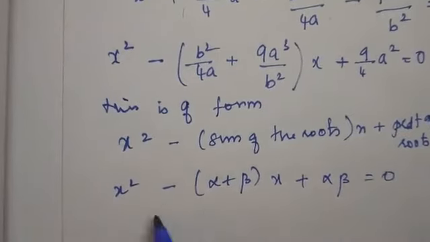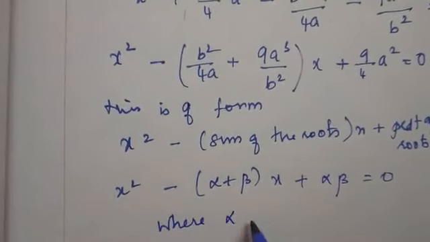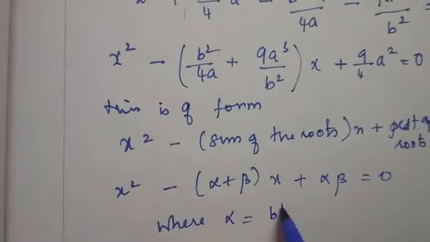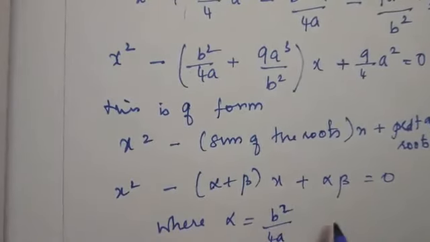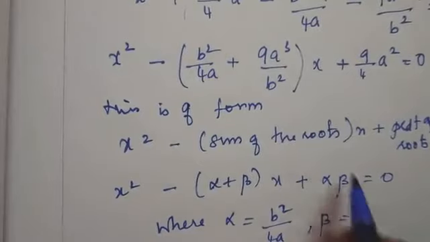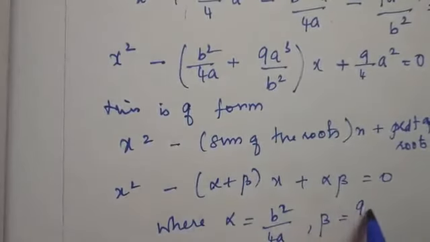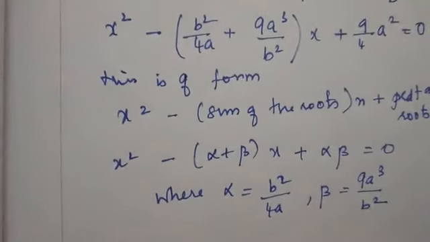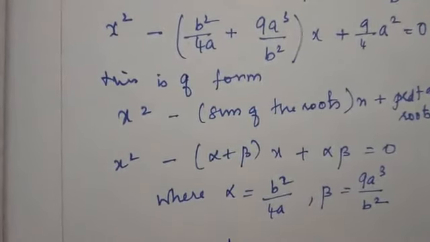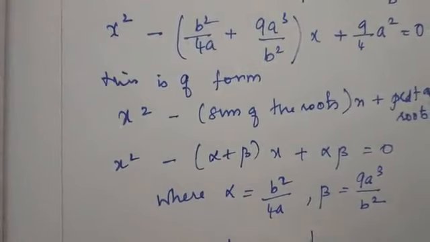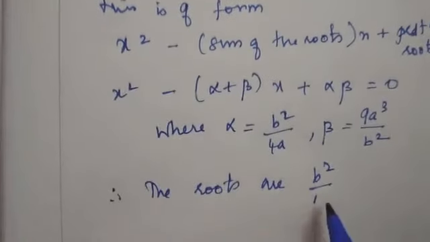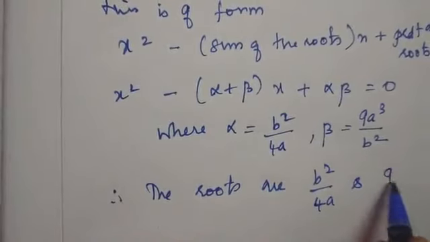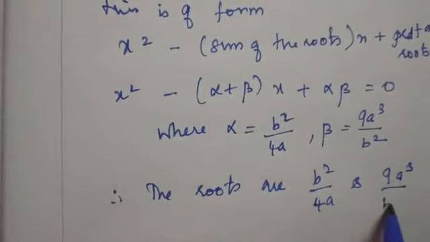So from here your alpha value is equating these two. Alpha value is b square by 4a and then beta value is 9a cube by b square. Therefore the two roots, the two solutions, are b square by 4a and 9a cube by b square.